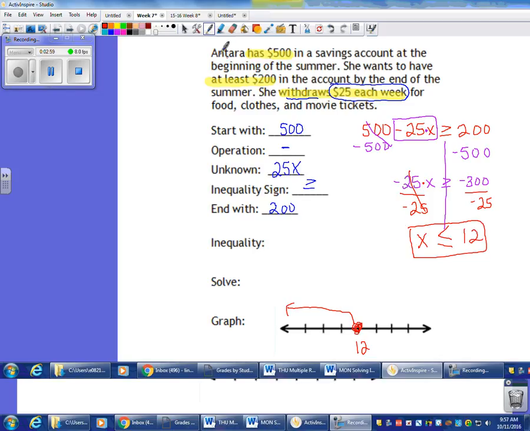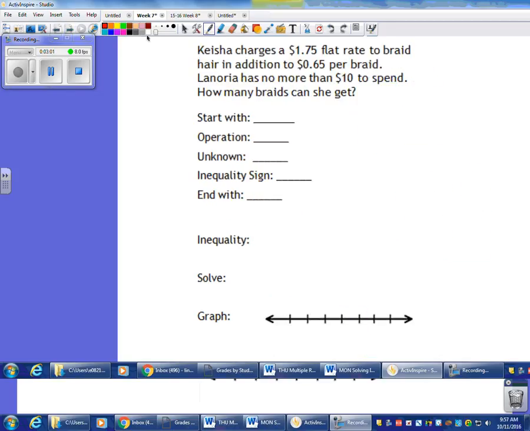The other ones, the main thing I want to make sure you understand is how to write the inequality. So first we have to read. It says, Keisha charges a flat rate of $1.75 to braid hair, in addition to 65 cents per braid. Lenoria has no more than $10 to spend. How many braids can she get?